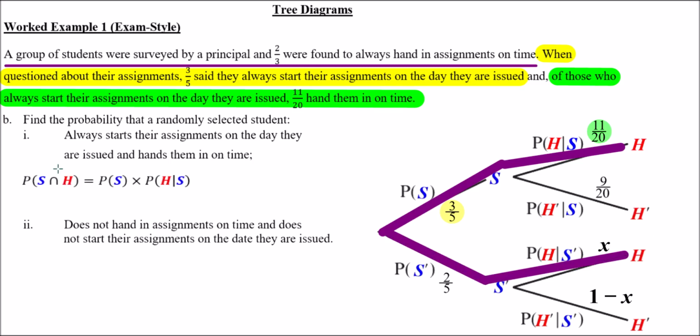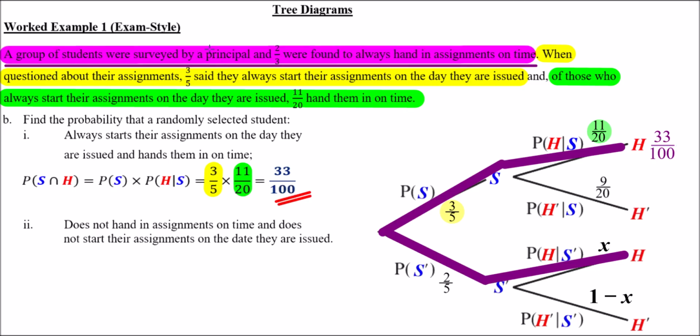So the probability for B part 1 of always starting their assignments on the day they are issued and handing them in on time is a probability of S and H. It's this top line in purple as well. So it's the probability of starting it on time, which would be 3/5, multiplied by the probability of handing it in on time, given that it's been started on time, which is 11/20. So we're just going to multiply 3/5 by 11/20, and as a simplified fraction, that gives us 33/100. So this here we can fill in with a probability of 33/100, like so.